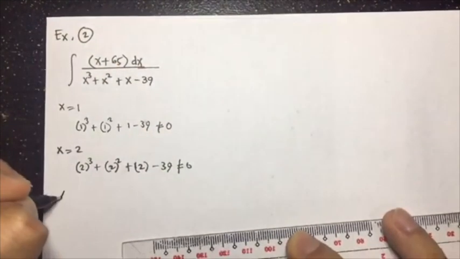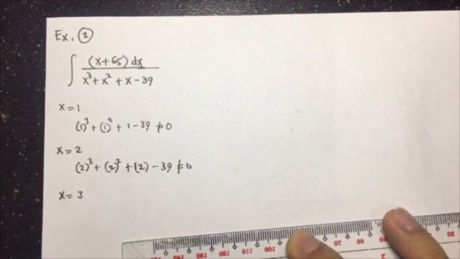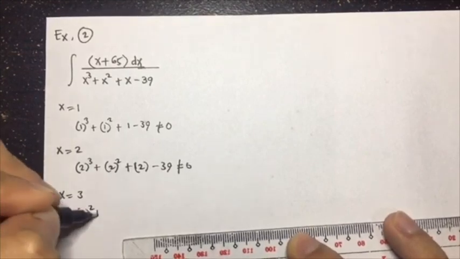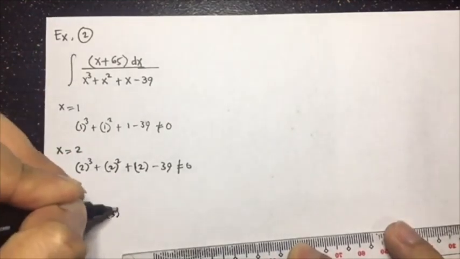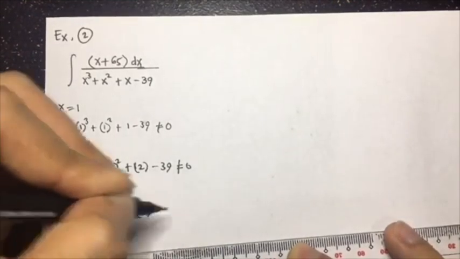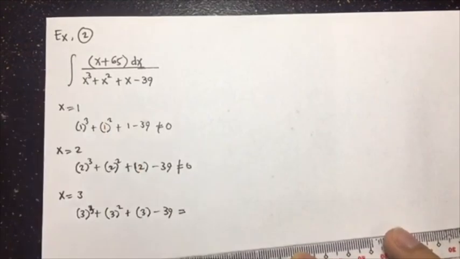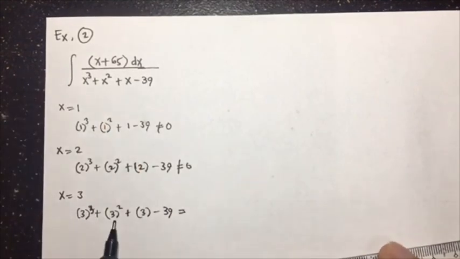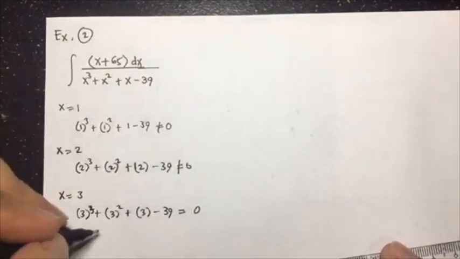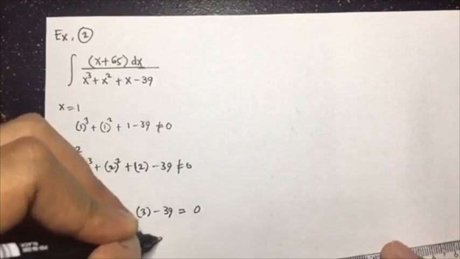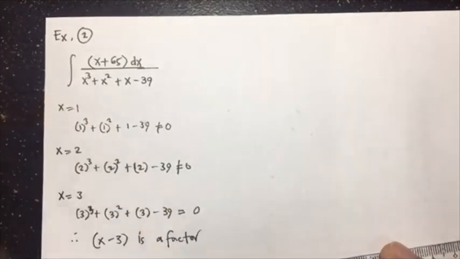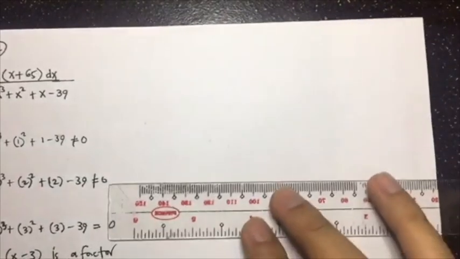How about x equal to 3? We will have 3 cubed plus 3 squared plus 3 minus 39. This is 27 plus 9, 36, plus 3, 39, minus 39. This is equal to 0. Therefore, x minus 3 is a factor. So we can simply divide.